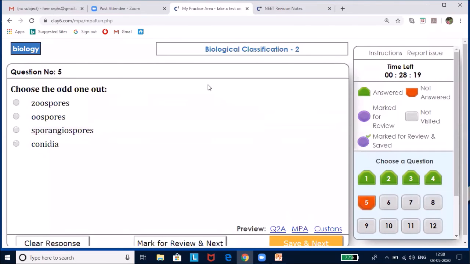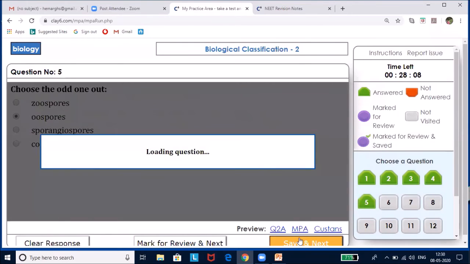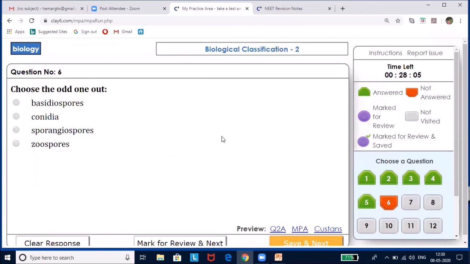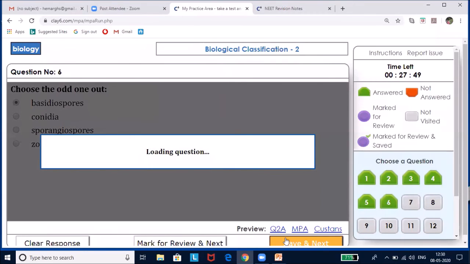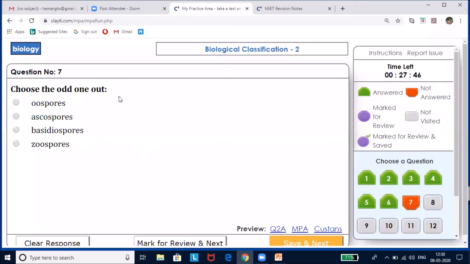So this is the choice which is incorrect. Choose the odd one out: zoospores, oospores, sporangiospores and conidia. It is the oospores. The rest are asexual spores. Now choose the odd one out: basidiospores, conidia, sporangiospores, zoospores. Basidiospores, because the others are asexual spores. Only basidiospore is a sexual spore. Choose the odd one out: oospores, ascospores, basidiospores, zoospores. Zoospores.